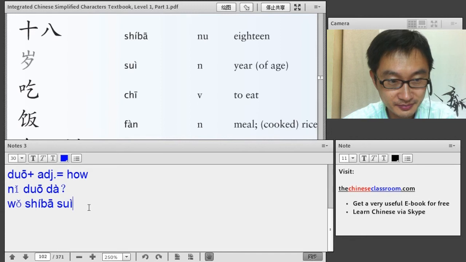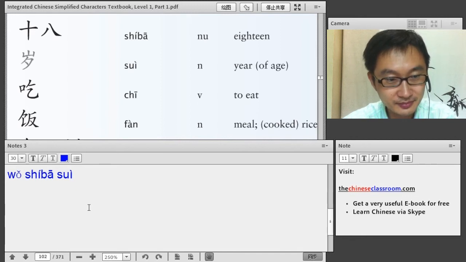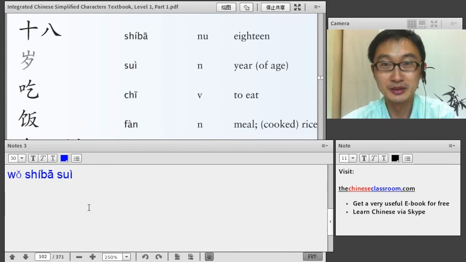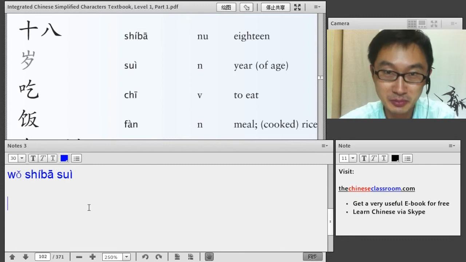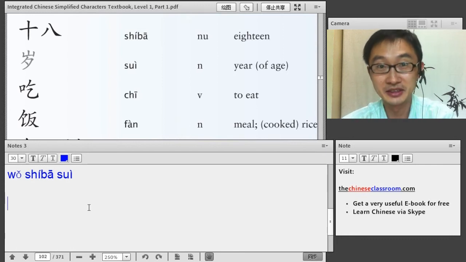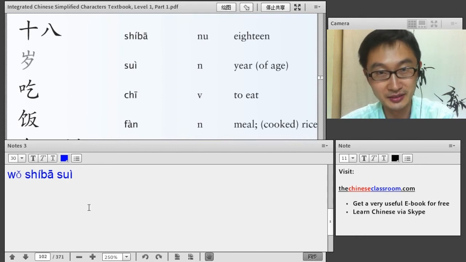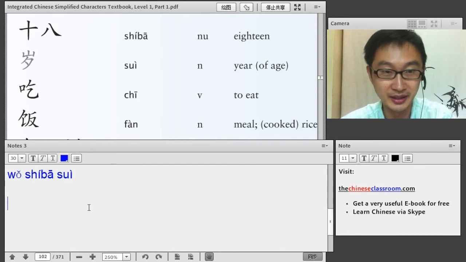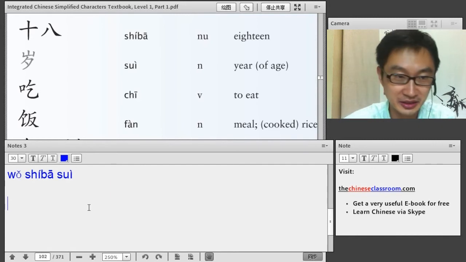Next two. 吃 is to eat. 饭 is meal. So together 吃饭, eat meal. But remember, this 吃 is a verb. 饭 is a noun. Together, you can translate it just like to eat, but actually it's eat a meal.